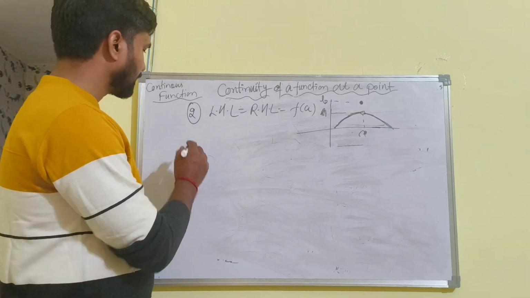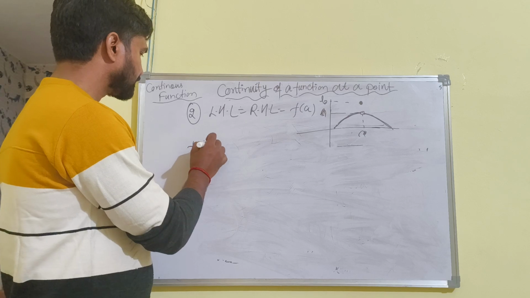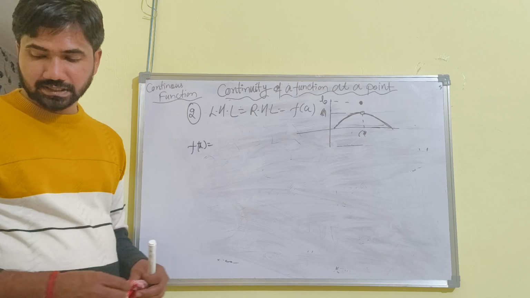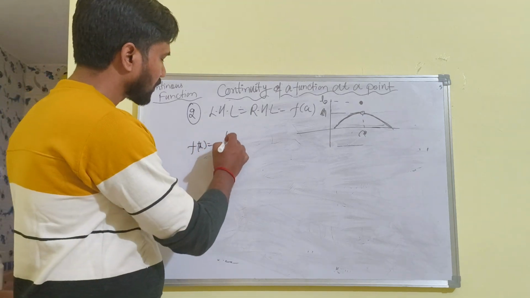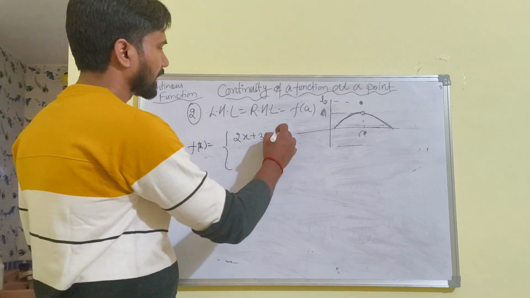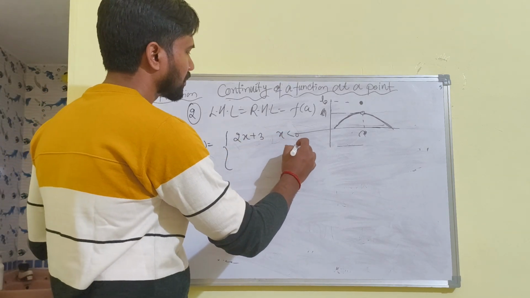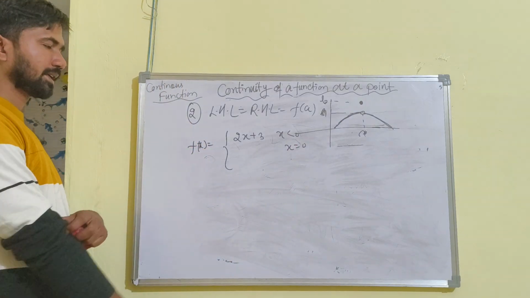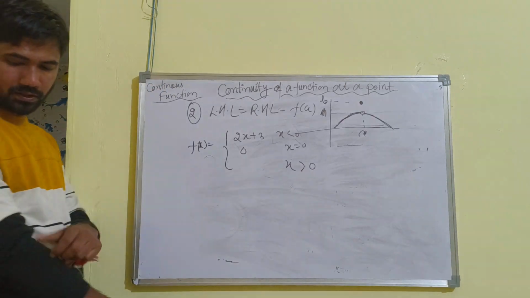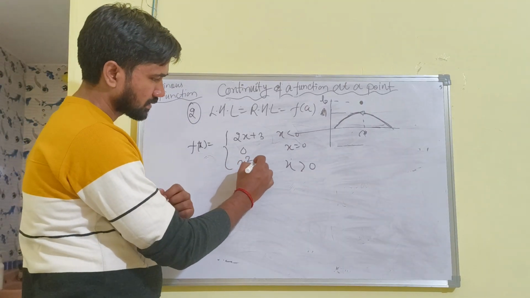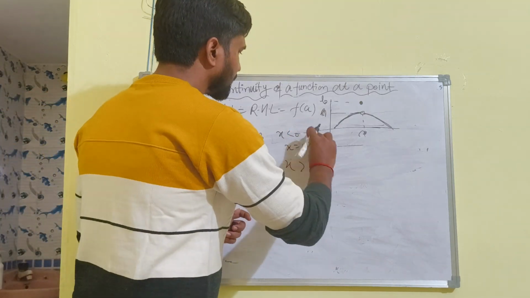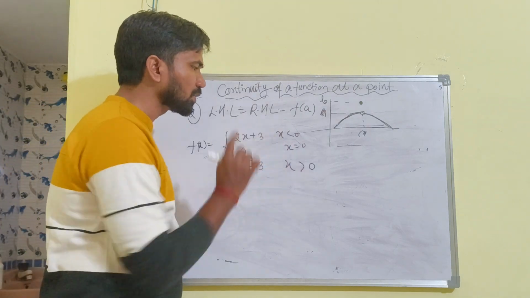Suppose this is the function. Let's take a small function so that it will be easy. f(x) equals 2x plus 3 when x is less than 0, it is 0 when x equals 0, and x square plus 3 when x is greater than 0. We have to check whether this is continuous or not at x equal to 0.